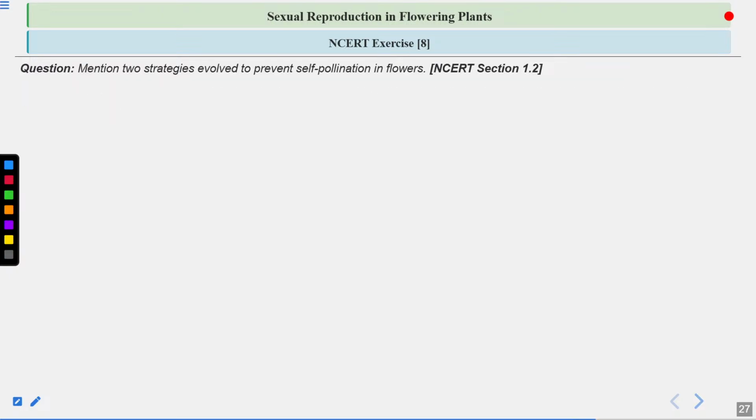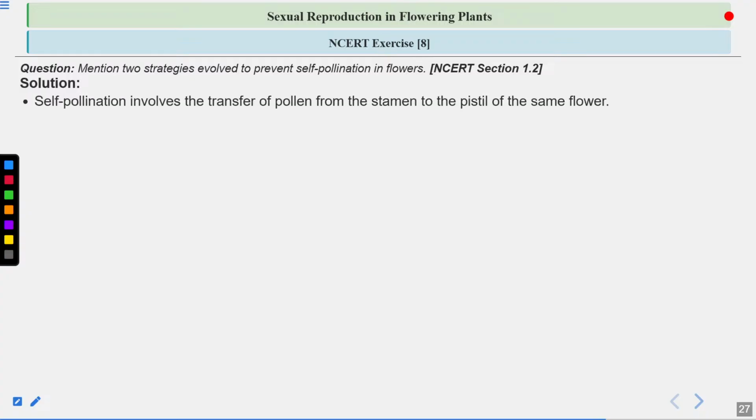So this was the question, and let us see the answer. Self-pollination involves the transfer of pollen from the stamen to the pistil of the same flower. Now this point is very important: same flower. The pollination is occurring from the stamen part to the pistil part. From the anther, the pollen grain is released and it falls on the stigma of the same flower. So this is self-pollination.